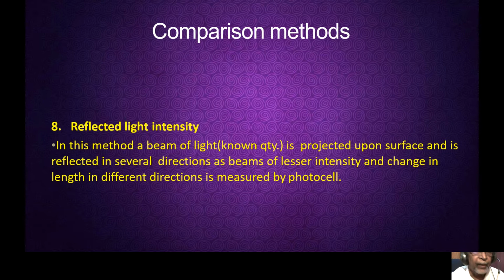Number 8, reflected light intensity. In this method, a beam of light is projected upon the surface and is reflected in several directions as beams of lesser intensity, and the change in intensity in different directions is measured by a photocell.